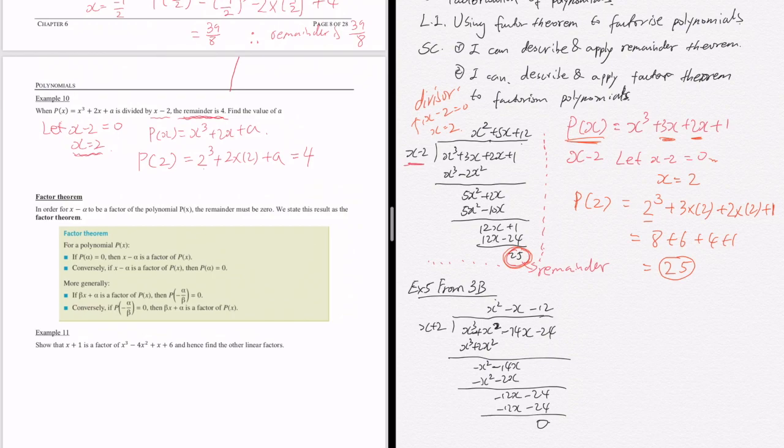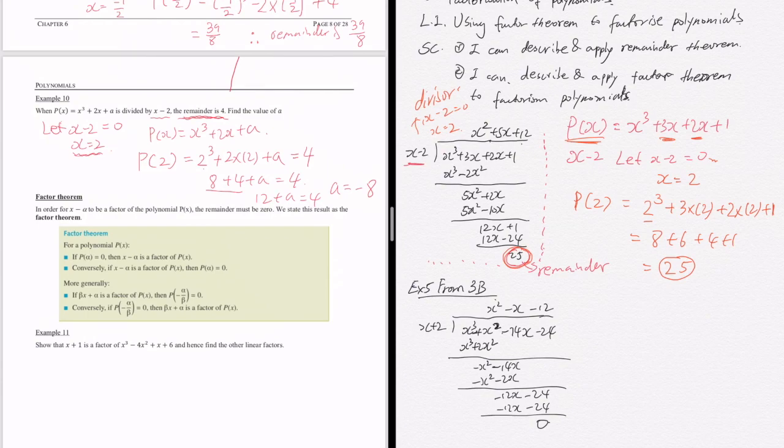And then I simplify this. 2 to the power of 3 will be equal to 8, plus 2a, plus 8 equal to 4. That is 16 plus 2a equal to 4, and then a is equal to negative 6.